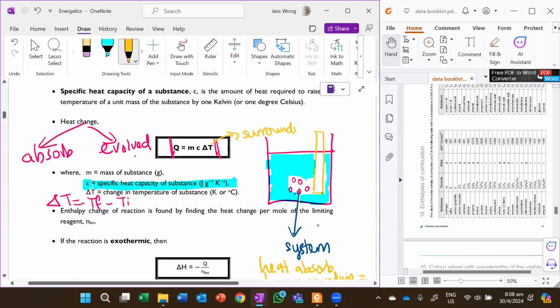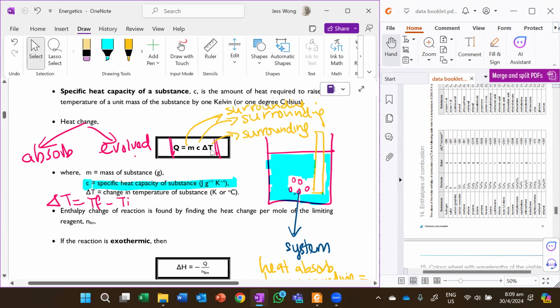And because the temperature belongs to the surrounding, the temperature change belongs to the surrounding. So therefore, the specific heat capacity should also be the surrounding specific heat capacity, which is water in this case, and the mass should also be the mass of the surrounding. It has to be consistent, because a most common mistake is that some students actually use the mass of the reactant. The mass should be the mass of the surrounding.